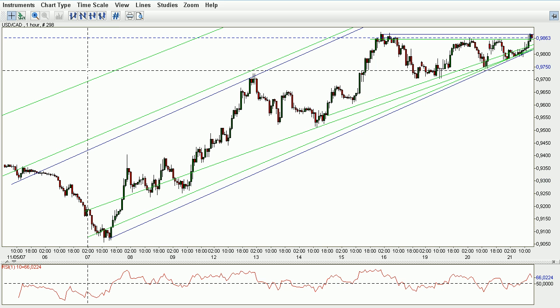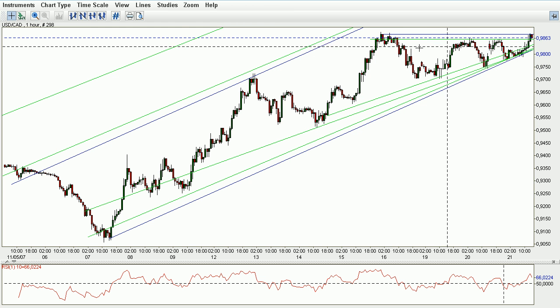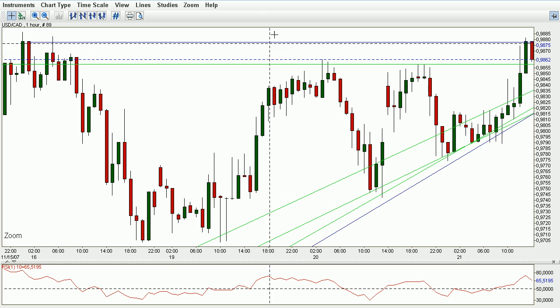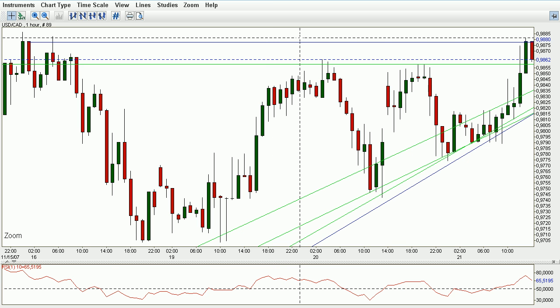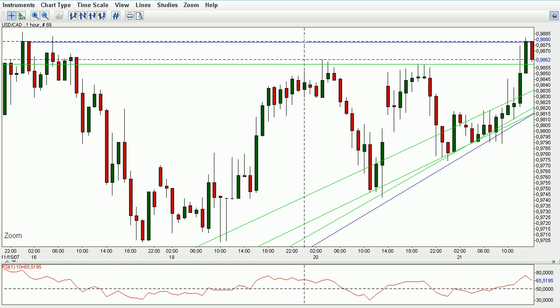Okay, so when we go back to the 1 hour chart, the thing that I can advise you to do is just wait until you see a definite close on the hourly chart above this level of 0.9880, and then probably put a reasonable buy order with very tight stops until you're more sure that this is going to be the right direction.